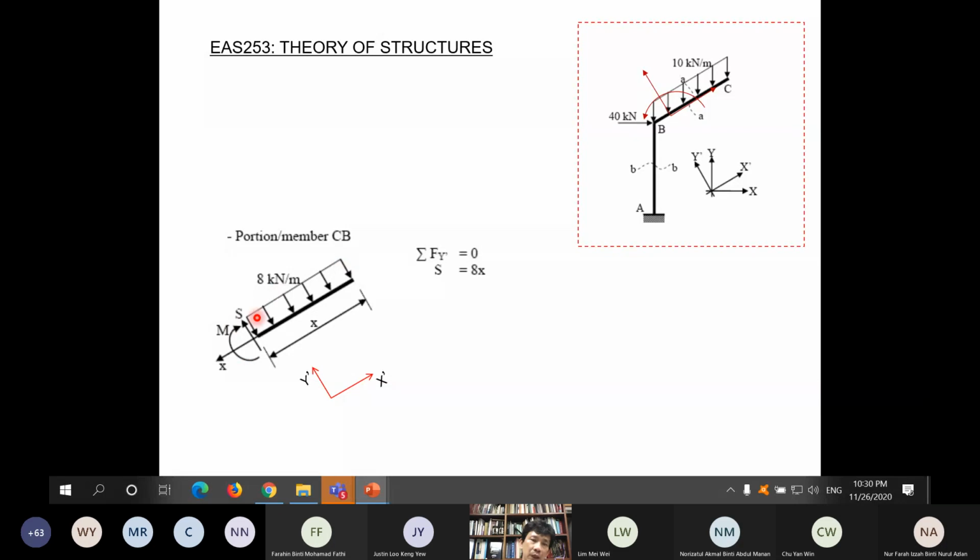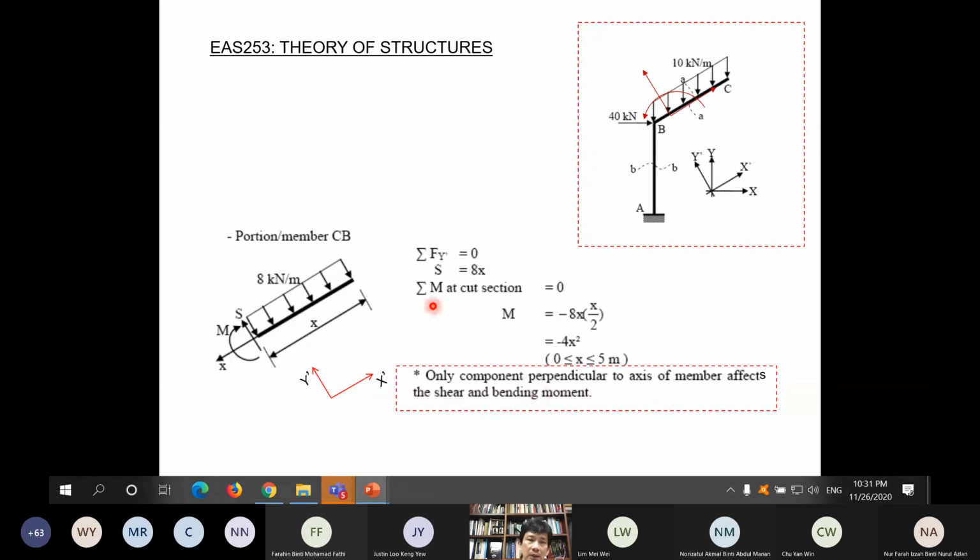So we take summation of forces in this direction of S. So the only force that we need to consider is this component perpendicular to the member, which is 8 kilonewton per meter multiplied with X. So it's down and this is up. So we get S is equal to 8X, a straight line. So take note, when we want to find axial force or shear force, we take equilibrium of forces in the direction of that force.